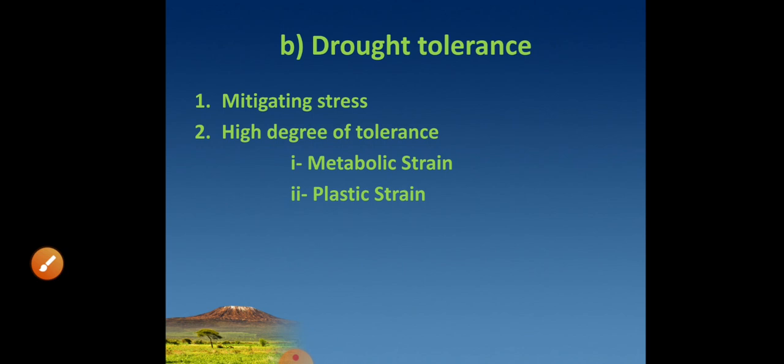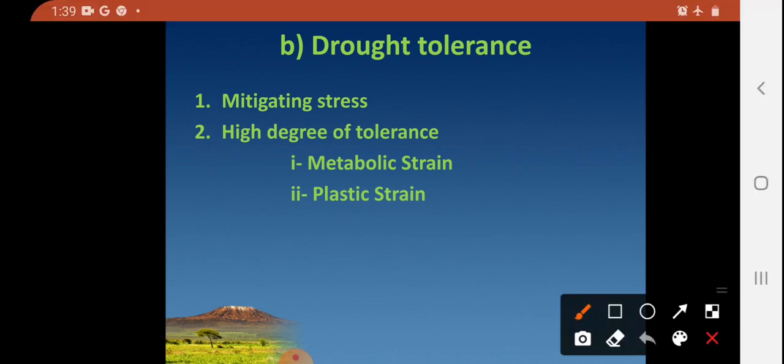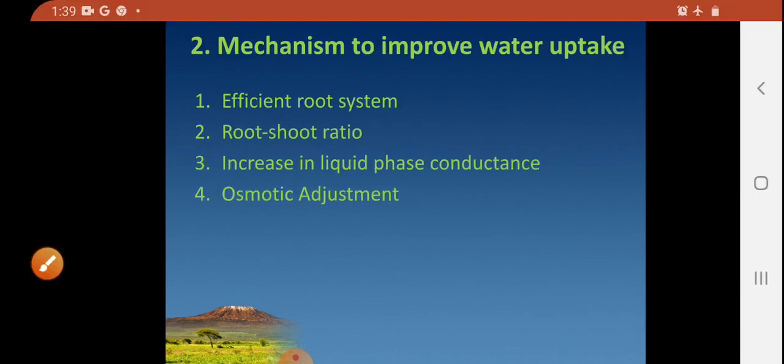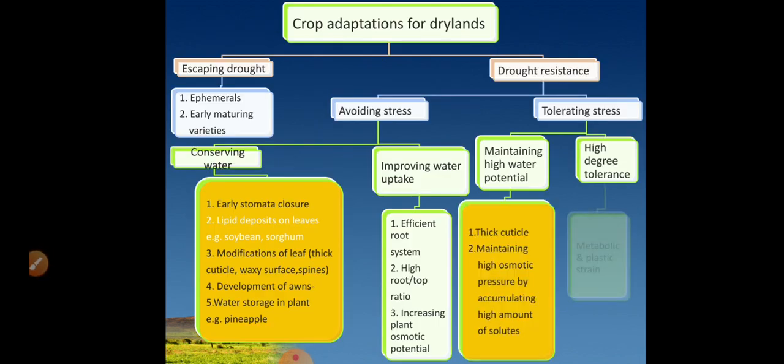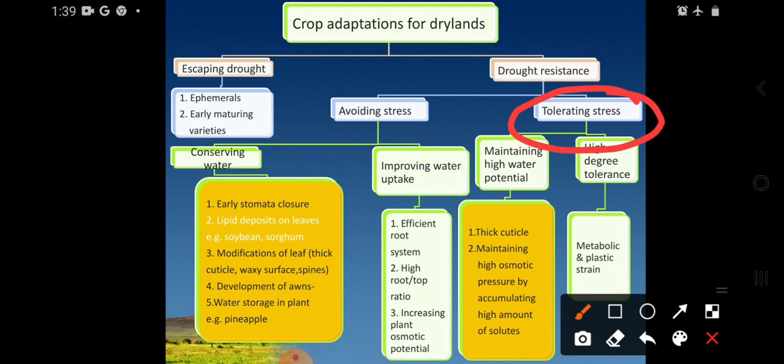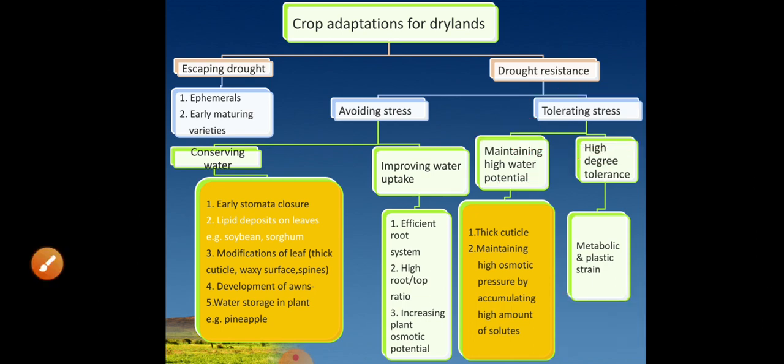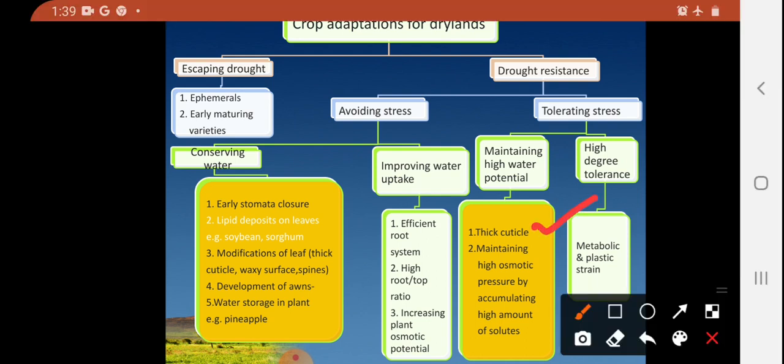Okay, next is drought tolerance. In drought tolerance, I want to focus again on our previous slide. Yes, here you can see drought tolerance. This drought tolerance is achieved by maintaining high water potential and by high degree of tolerance. So in maintaining high water potential, a few adaptations we can see in crop plants, that is formation of thick cuticle, maintenance of high osmotic pressure.